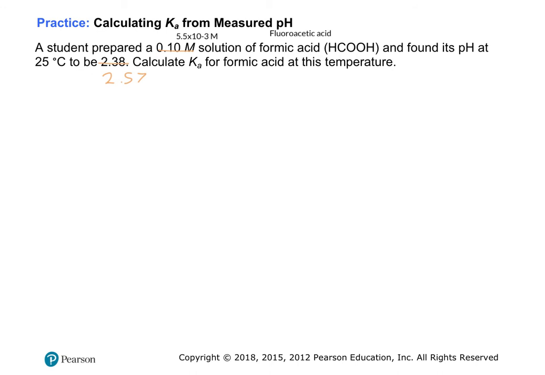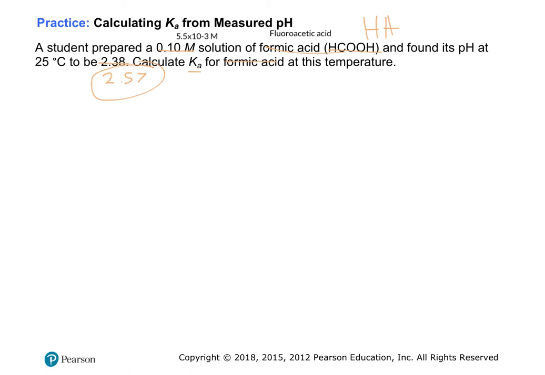FYI, I realized that this problem is exactly the same as the other one, so I'm changing it. So assume now that a student prepares a 5.5 times 10 to the negative 3 molar solution of fluoroacetic acid, and we're just going to call that acid AJ. It's not the formic. And the pH is found to be 5.27. So from that, we're going to calculate the Ka for fluoroacetic acid.